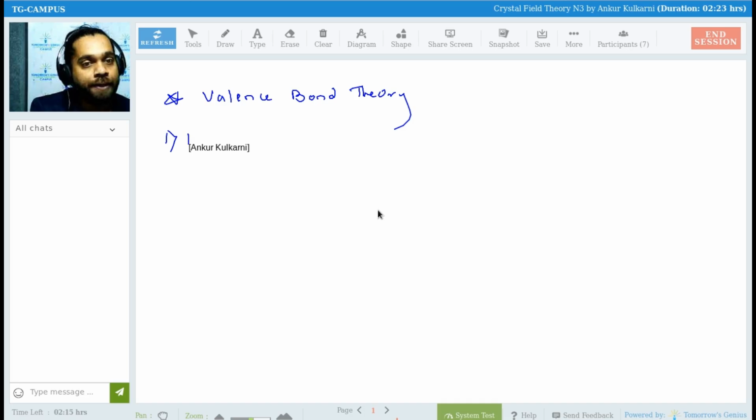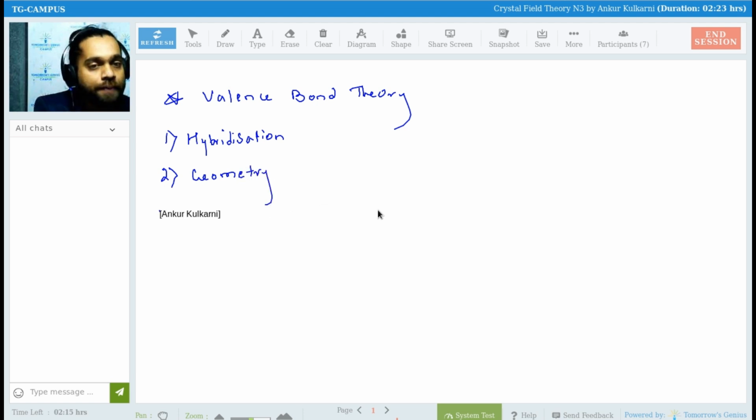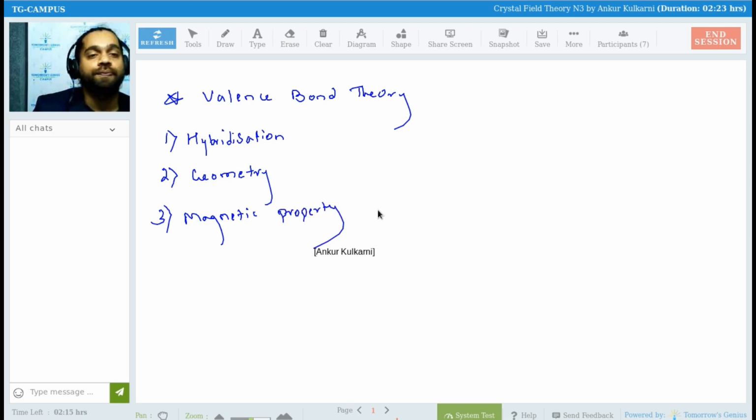The one is your hybridization, the most important. Second is the geometry, we get to know about the geometry. Then magnetism, your magnetic properties. Is it diamagnetic, paramagnetic? What is it? So with the help of VBT, we get to know about hybridization, geometry, magnetic property, and all those.